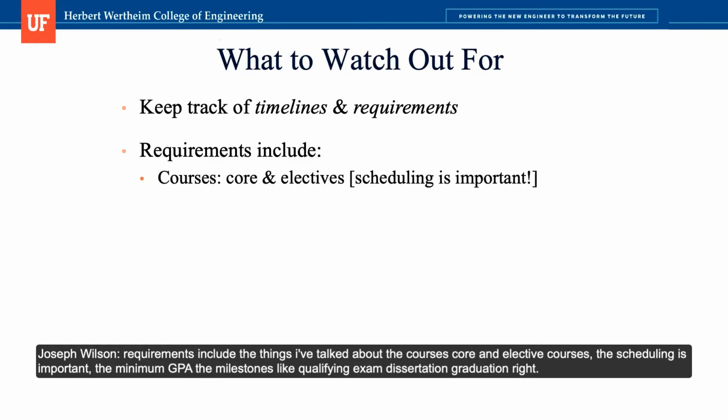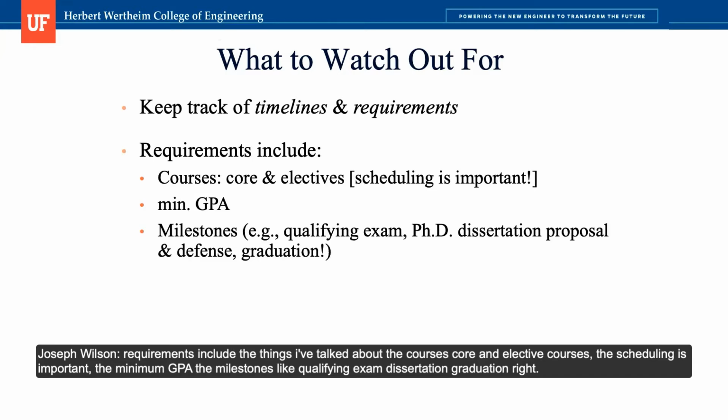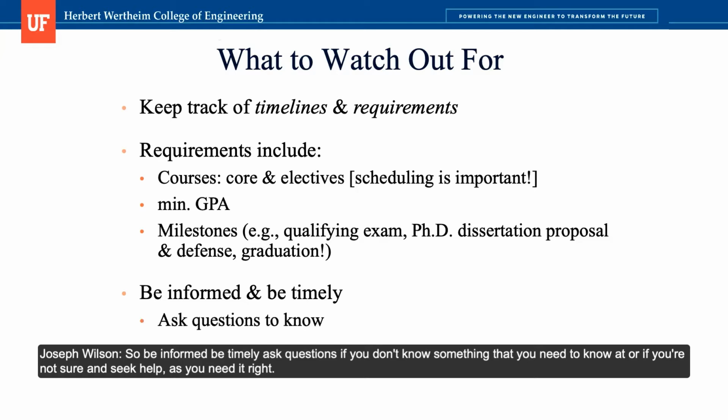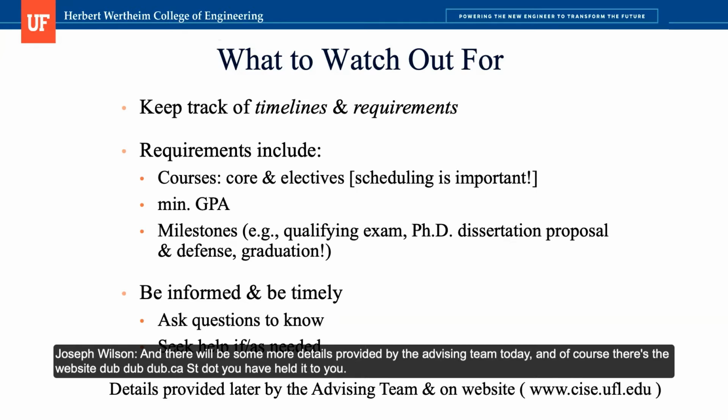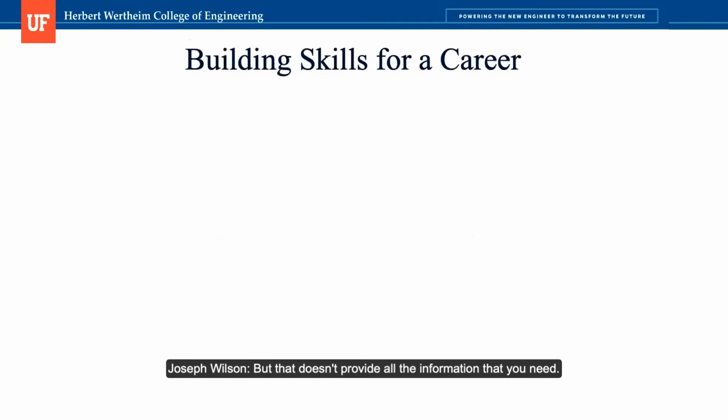Requirements include the things I've talked about: the courses, core and elective courses. The scheduling is important. The minimum GPA, the milestones like qualifying exam, dissertation, graduation, right? So be informed, be timely. Ask questions if you don't know something that you need to know, or if you're not sure, and seek help as you need it, right? And there will be some more details provided by the advising team today. And of course, there's the website, www.cise.ufl.edu. But that doesn't provide all the information that you need.